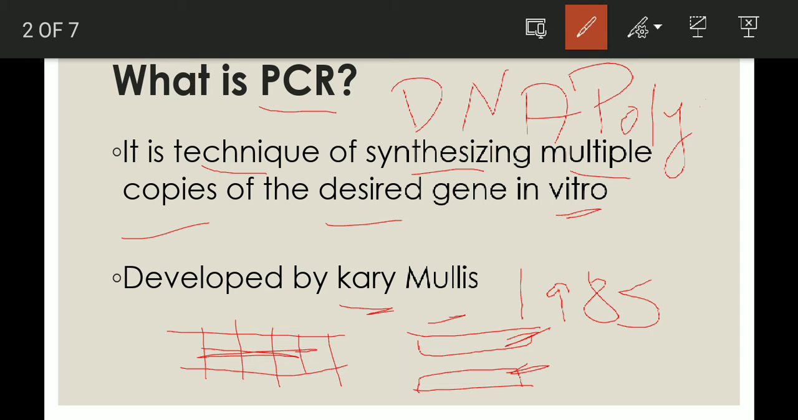PCR is what? It is a polymerase chain reaction. It is a technique of synthesizing multiple copies of the desired gene in vitro. It was developed by Kary Mullis in 1985. In this, what will happen? Suppose this is the DNA molecule which we subject to high temperature. Then it will split into two strands, right? The single-stranded molecules are then converted into the original double-stranded molecules by synthesizing new strands in the presence of the DNA polymerase enzyme, which forms the multiple copies of the gene, right?